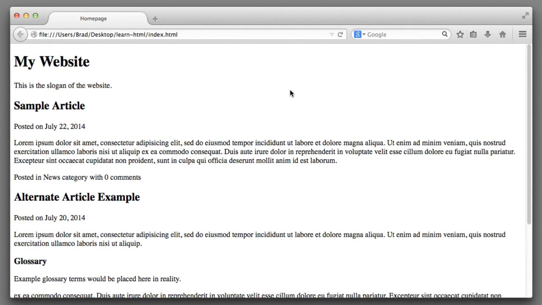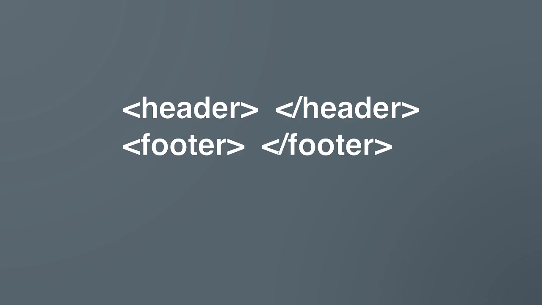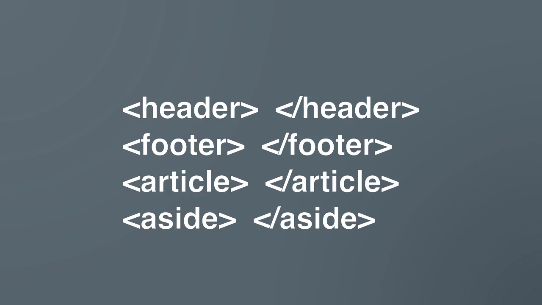Our goal was to add structural elements to give additional organization and semantic meaning to our page. To review, we learned about 4 new elements: header, footer, article, and aside. We're well on our way to writing more organized code. I'll see you in the next lesson.